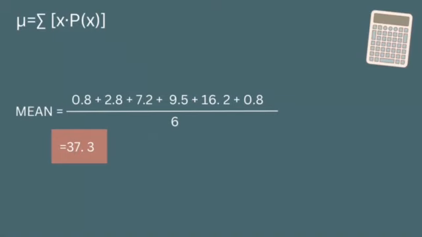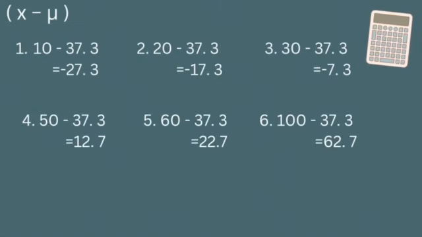In order to get our variance, we have the formula sigma squared is equal to the summation of (x minus mu) squared times p of x. So we will solve the x minus mu, then (x minus mu) squared, and then (x minus mu) squared times p of x. It's a long journey, but remember that every journey is worth the wait. So let's continue. What we are going to do now is to solve the x minus mu.